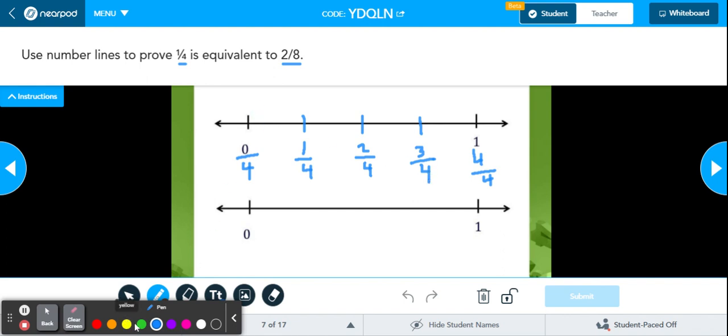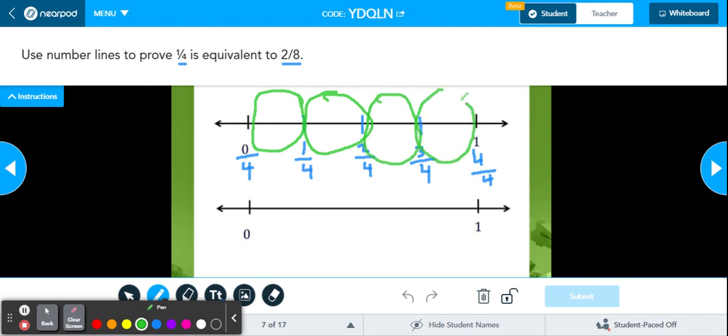But really, as we've seen before, it's these spaces that we're sort of counting, right? That's 1/4 of the number line. This is 2/4 of the number line. And another 1/4 makes it 3/4, and then the last 1/4 makes it 4/4, or one whole if we were to shade all those in.